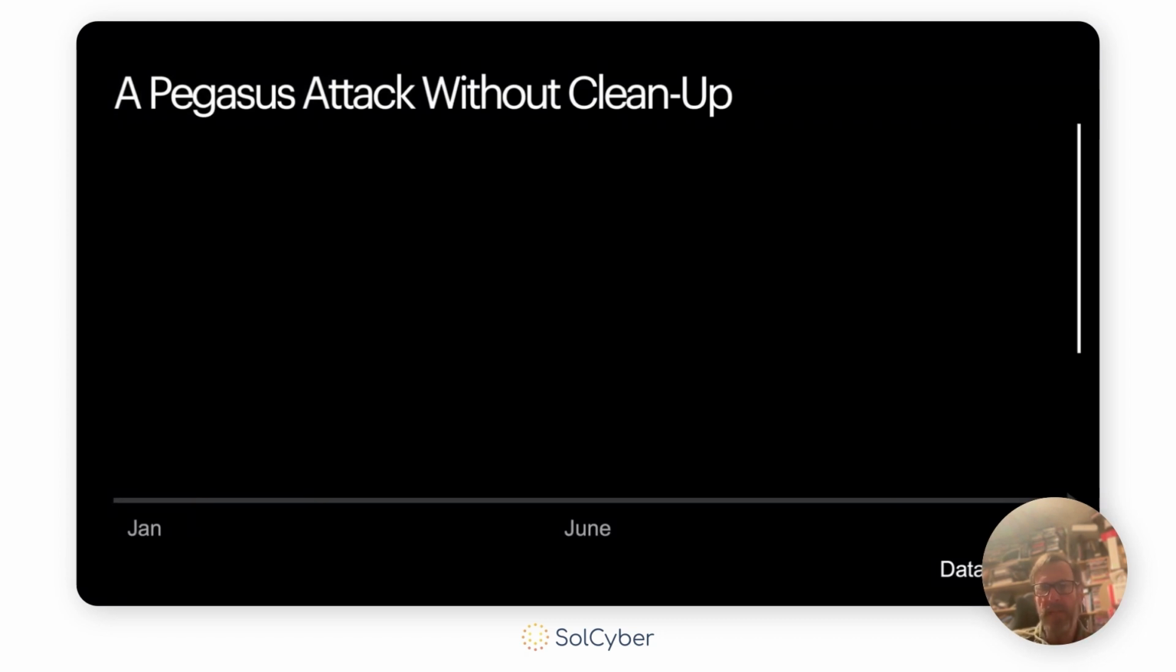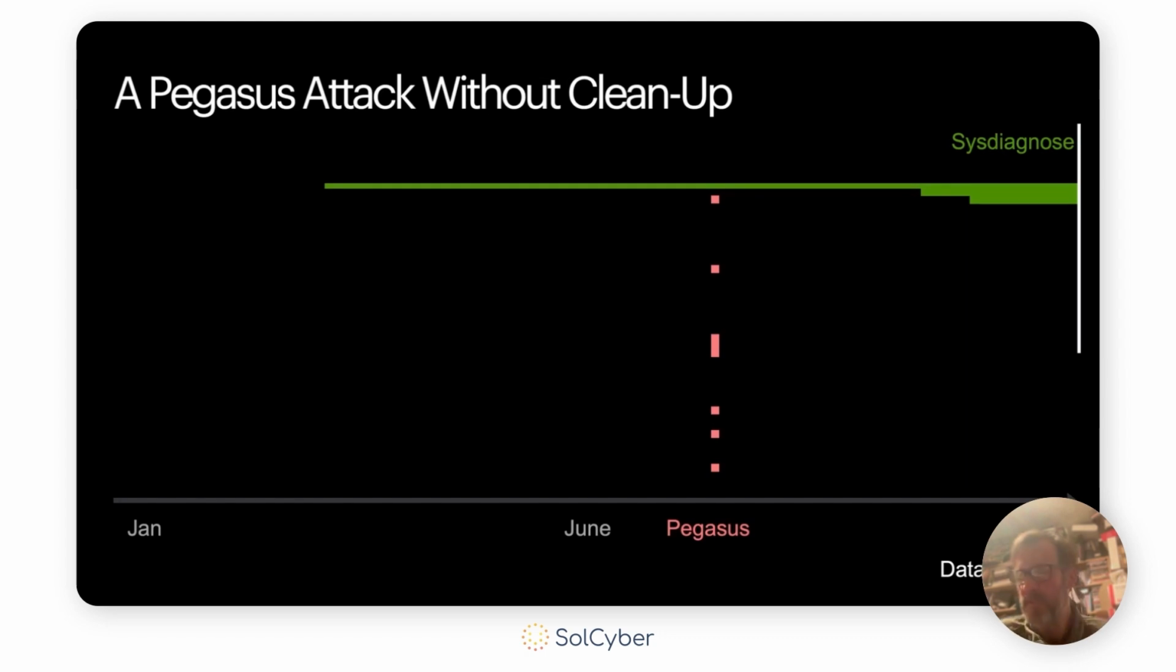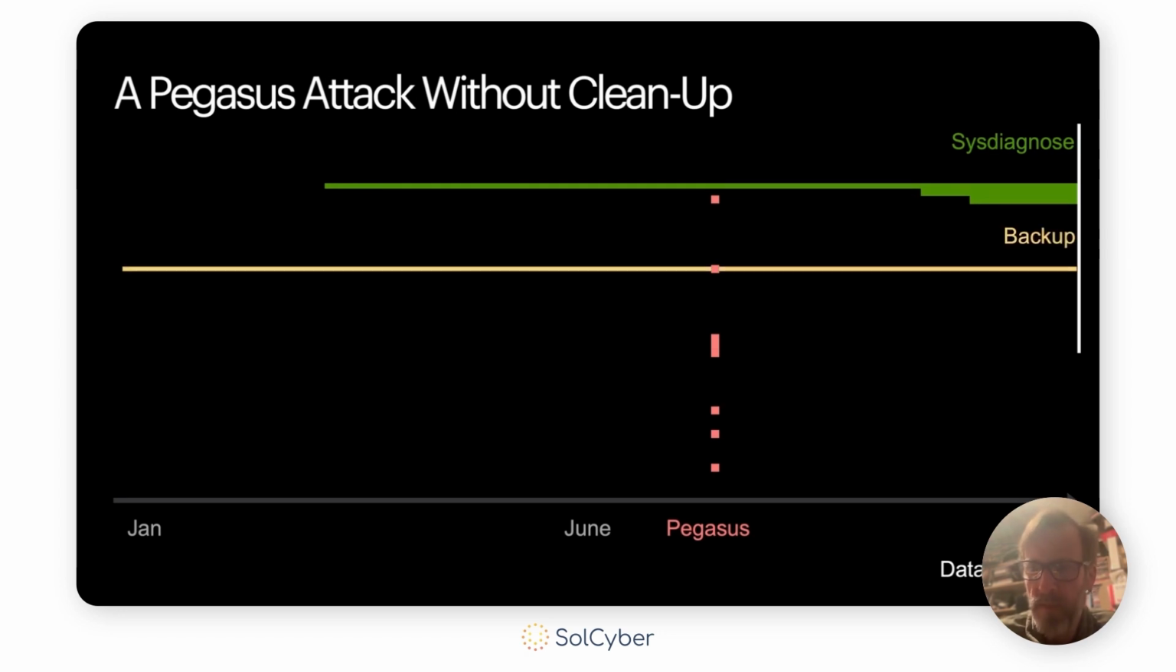So let's look at a Pegasus attack here without cleanup. These dots represent the forensic traces left behind by Pegasus. And if we look at sysdiagnose, sysdiagnose has various different files in it, some of which may only last 3 hours, some of which may only last 3 days, some of which may only last 3 months, some of which last 7 years. But in this case, we're not seeing anything in that sysdiagnose file, because we did not capture it at the right time. If we got a backup of the device, we may have got it. If we look at crash logs, we may have been able to find it.